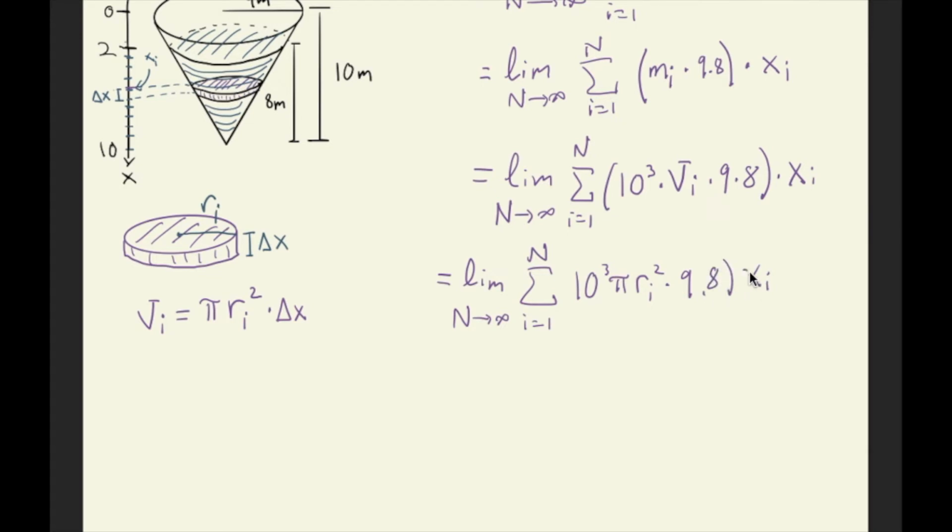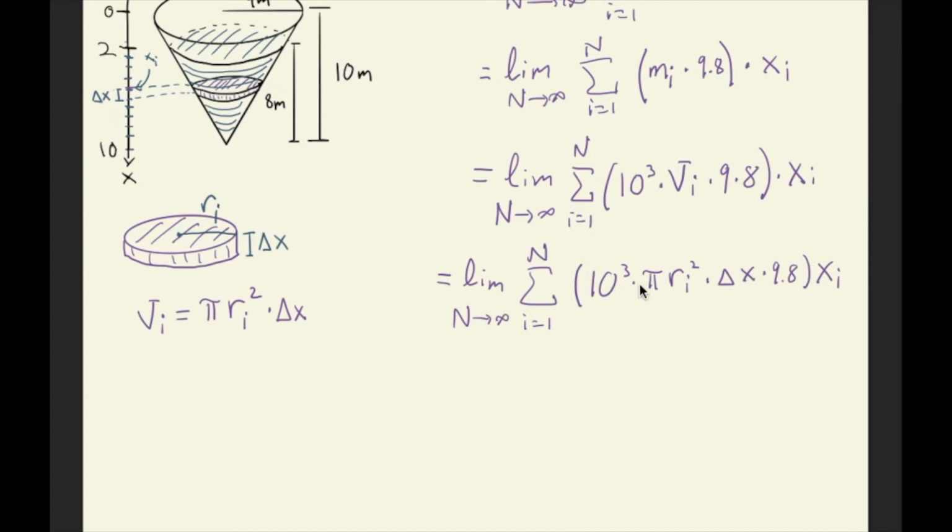9.8. So the parentheses, okay, so it's 10 cubed times pi ri squared times delta x, right? So that's the volume, times 9.8 times xi. All right, so if you take this limit, it turns into a Riemann sum.